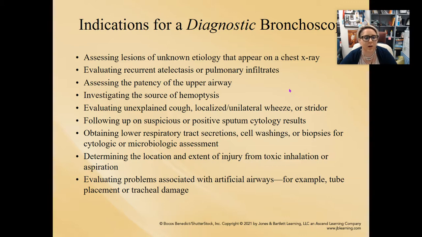Assessing the patency of the upper airway. We're investigating the source of hemoptysis. So they're bleeding in their airway and it's continuous, so we need to find out why. So we're going to diagnose that. We're evaluating unexplained cough, localized unilateral wheeze. Maybe they have a stridor. We're following up with suspicious or positive sputum cytology results.